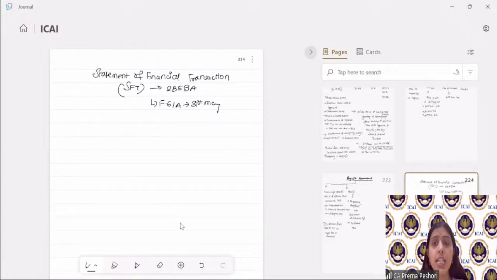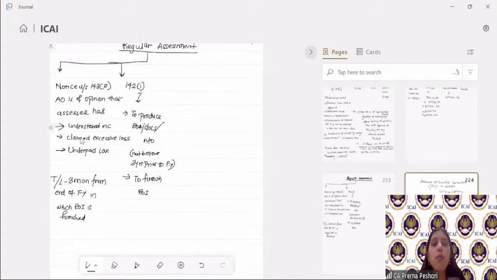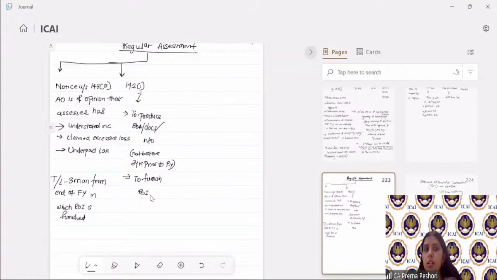Yes, Harshad, AIS is there. How do they get the information in AIS? They get the information in AIS through the SFT only. So when I report in SFT that this person has withdrawn cash, or has done this property transaction, that will get automatically reflected in my AIS. And if I have not filed the return of income, then the AO can ask me to file the return of income under section 142(1). So therefore, I can file my return of income also under section 142(1).